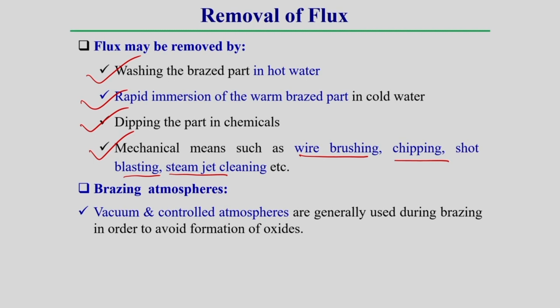Okay. Generally, another thing you should keep in your mind is that the brazing atmosphere can be either vacuum atmosphere or it should be controlled atmosphere. Controlled atmosphere means some inert atmosphere where chances of oxidation should be less. That means the controlled atmosphere should protect against oxidation.